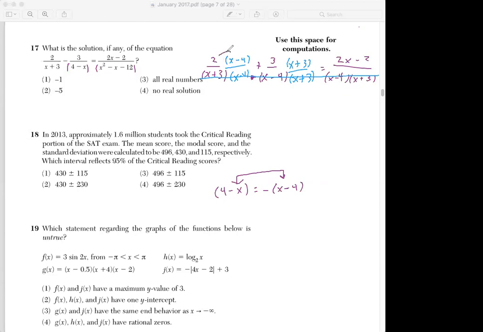Let's see, so we distribute, this becomes 2x minus 8 plus 3x plus 9 equals 2x minus 2. So the 2x, subtract 2x from both sides and they cancel. Add 8 to both sides and you'll get 3x plus 9 equals 6. Subtract 9 from both sides and you'll get 3x equals negative 3. Divide by 3, x equals negative 1.